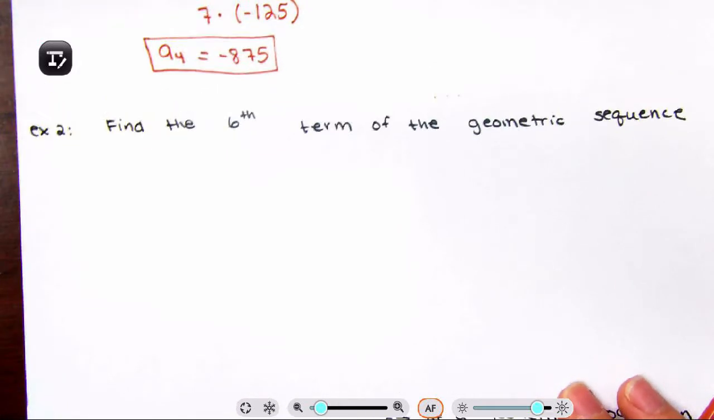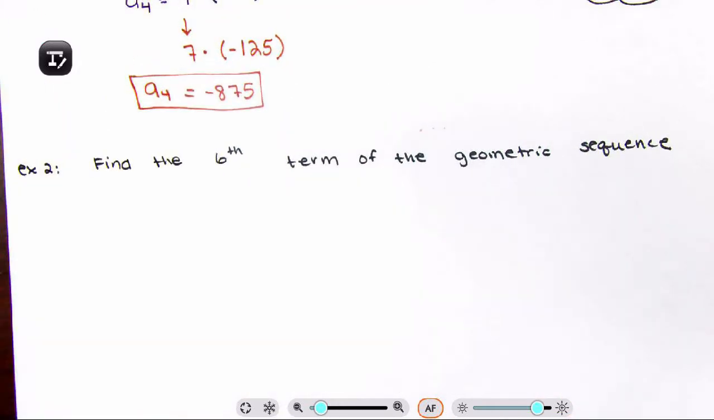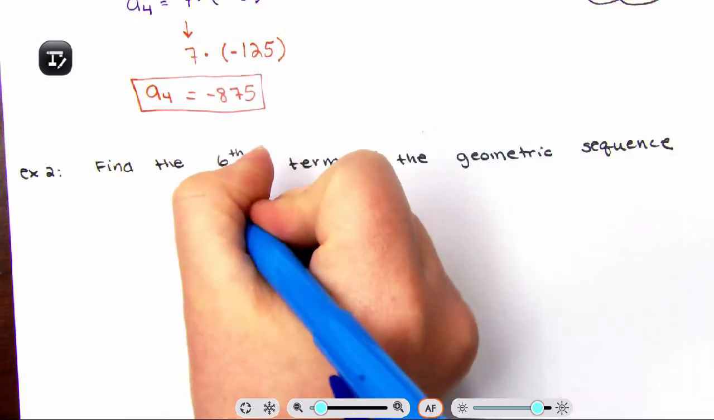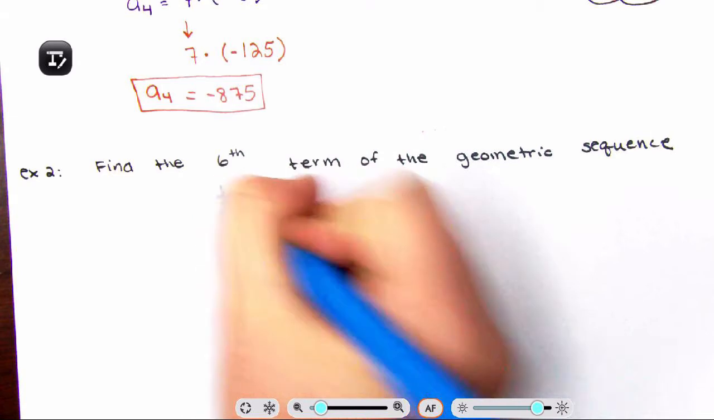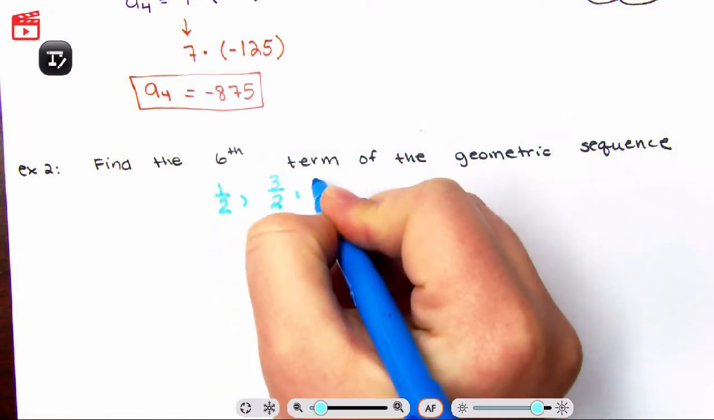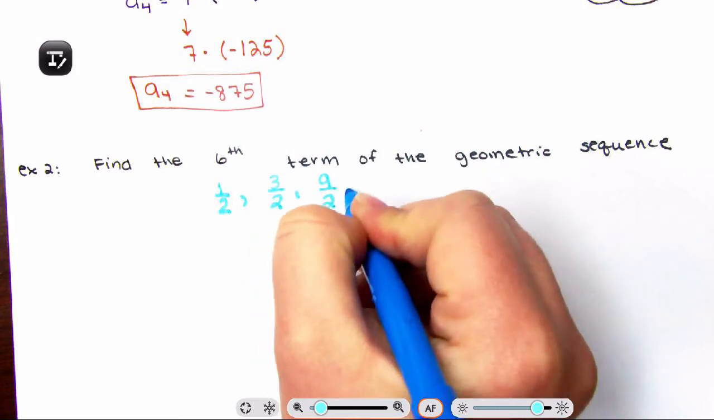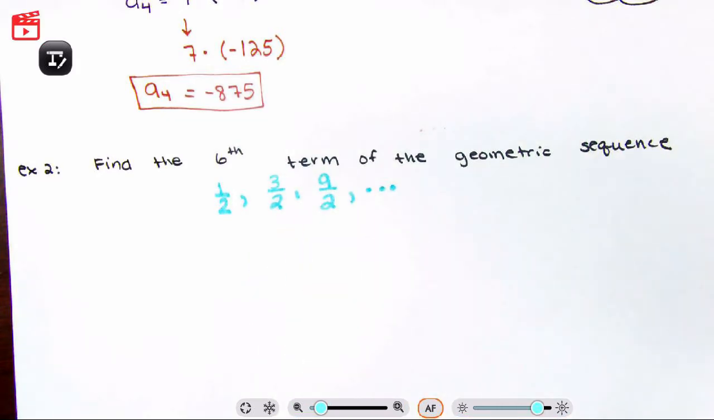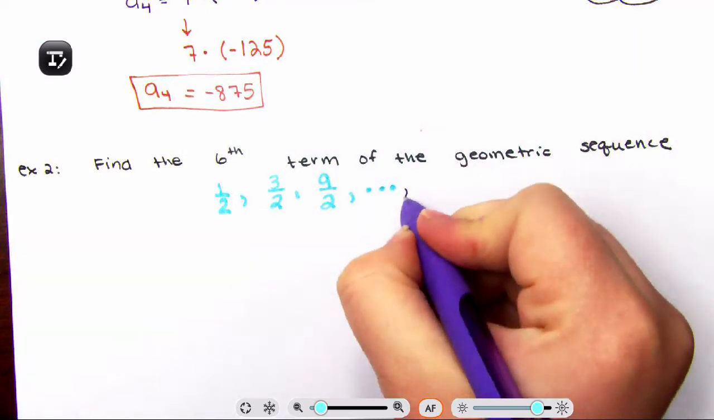All right, moving on to example number 2. Find the 6th term of the geometric sequence. I didn't give you the geometric sequence, so let me write this down for you real quick, because we can't really do anything unless we know what the numbers are. So I have 1/2, 3/2, 9/2, etc. And again, they want the 6th term.